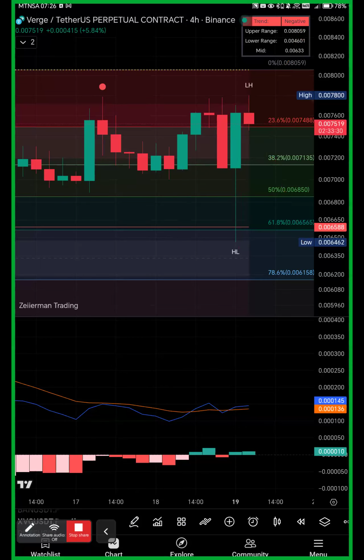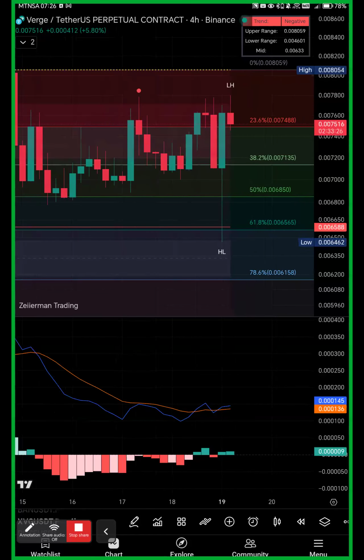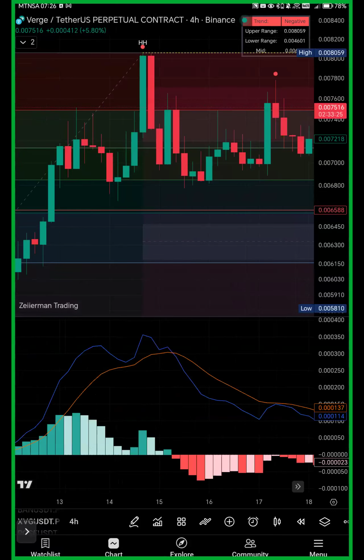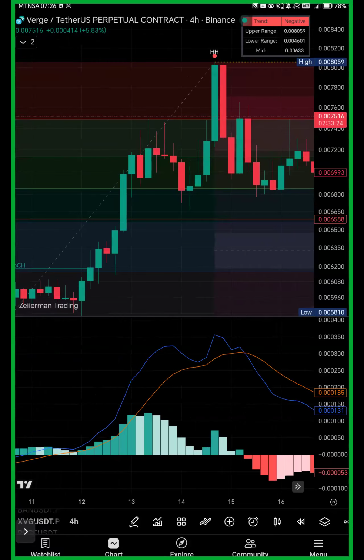Does it make sense with the hammer? Let me see. Where can we find a perfect hammer? Where did this market start to rise? You are going to see when a market has gone down, then you are going to see the market changing direction, preparing itself to go up.